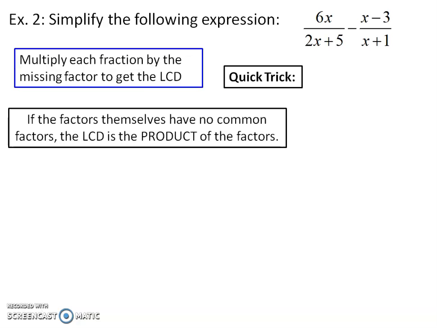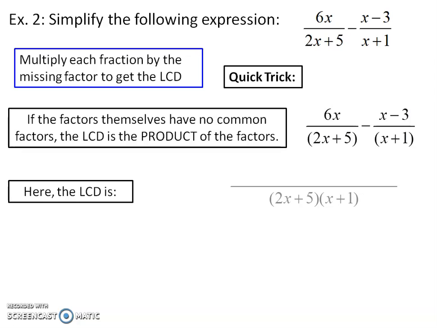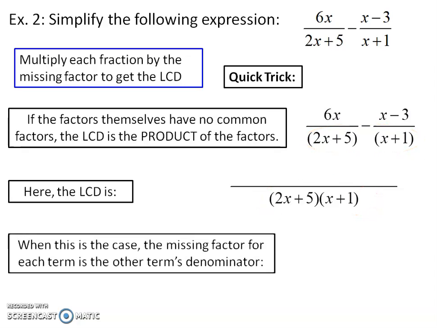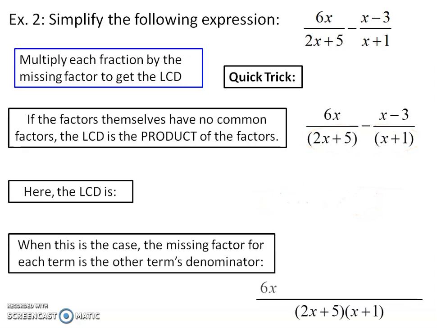In the case that you have two factors in the denominator that don't have any common factors themselves, the common denominator will be the product of those factors, meaning that I've got to multiply this entire expression by x plus 1 and this one by 2x plus 5. My common denominator is the product of the two denominators. So I've got to multiply each one by the missing factor. I've got to multiply this one by this one's denominator, and then this one by this one's denominator.